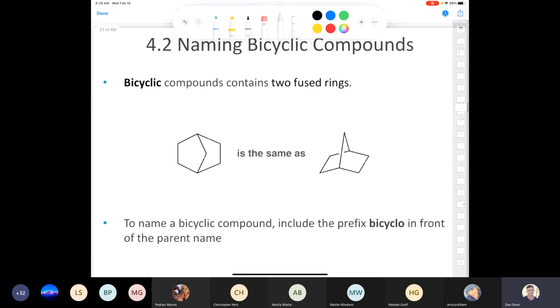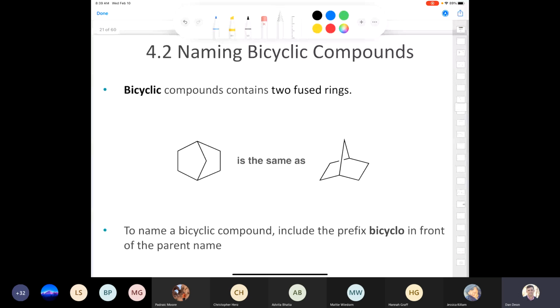Anyhow, let's see here. Naming a bicyclic compound. Wow, what the heck is this? What is this thing here, okay? We looked at bicyclic compounds quickly in chapter 2. I kind of showed you a couple of structures, and I said, well, you know, in this molecule here, you have 7 carbons, right?